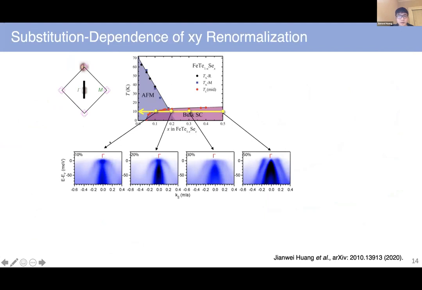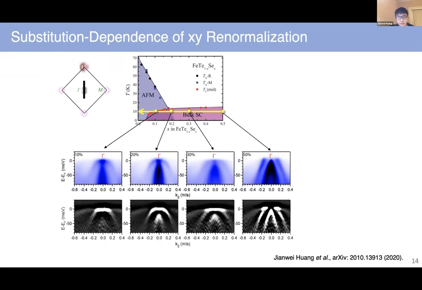We plot the gamma M cut of different iron tellurium compounds, shown in this phase diagram here. All these cuts were taken at low temperature, around 10 Kelvin. To better show the band dispersion, we take a second derivative, and we fit this band with a parabolic curve to extract the effective mass.